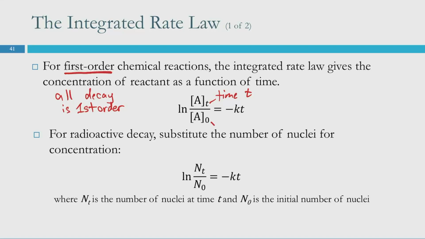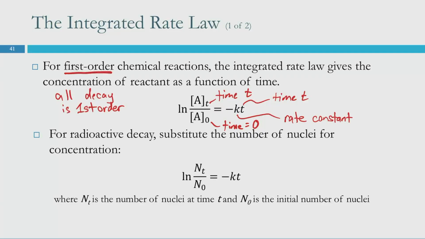And we get this: natural log of the concentration at time t over the concentration at time equals 0, the initial time, equals negative k, that's our rate constant, times whatever the time is. So we can work in partial half-lives, is basically what we're getting to here.